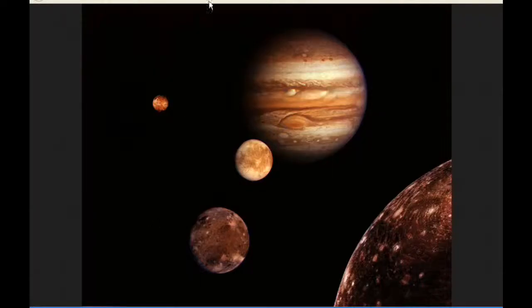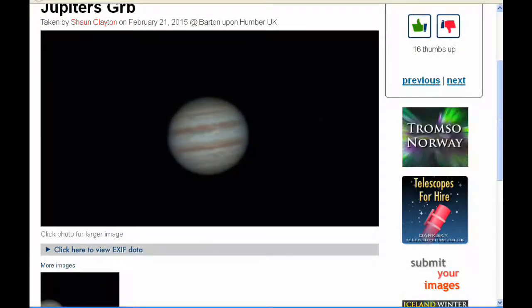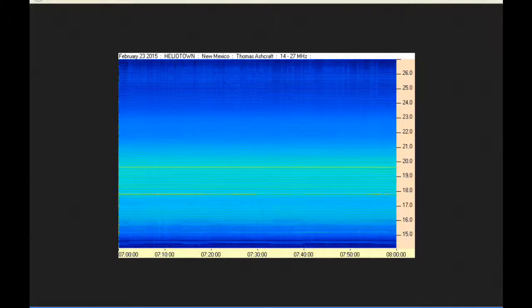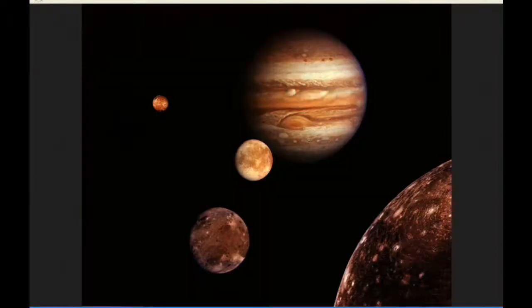The red spot crosses Jupiter's meridian twice today, the first at 7:18 and the second at 17:13 UTC. There were some new images posted, this little movie from a couple of days ago. And there was some new radio data posted on the 23rd of February. And there were no new papers.